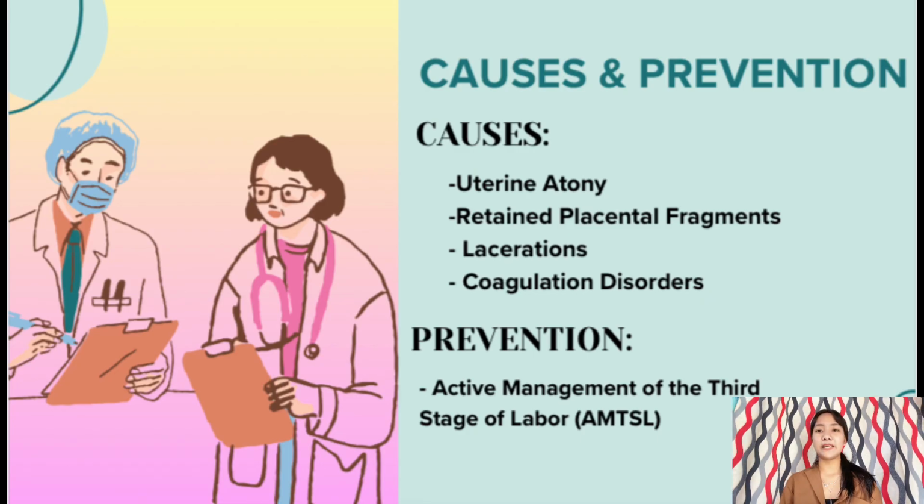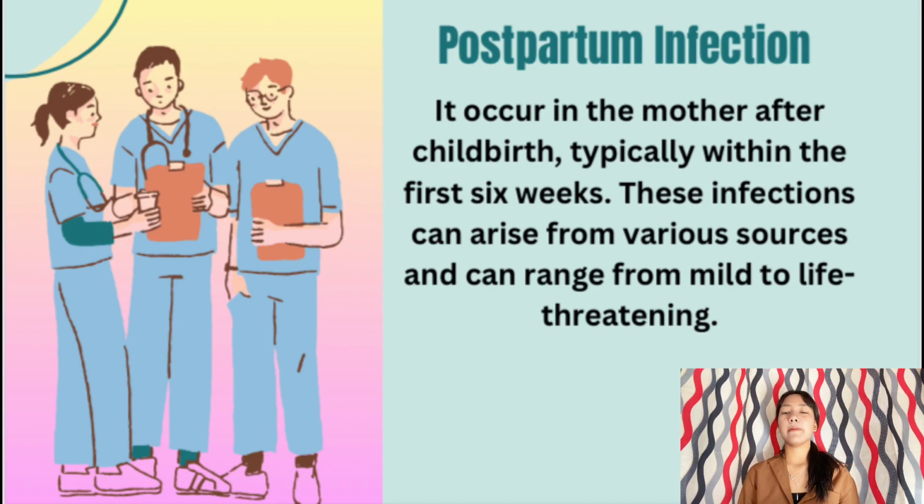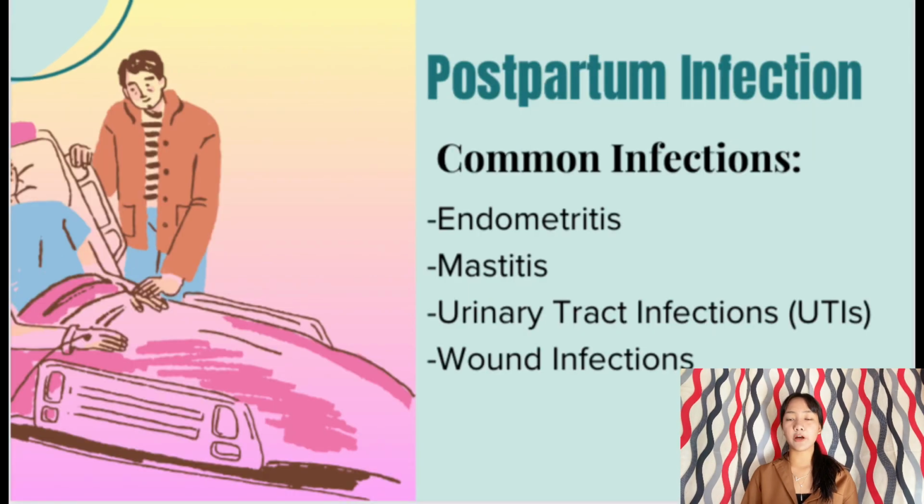The prevention of PPH, or postpartum hemorrhage, is active management of the third stage of labor, AMTSL. It involves the administration of uterotonics immediately after the delivery of the baby, which significantly reduces the risk of PPH. Postpartum infections. Postpartum infections, also known as puerperal infections, are bacterial infections that can occur within the first 6 weeks after childbirth. These infections can be localized to the uterus, or endometritis, or they may affect the urinary tract, perineum, or surgical wounds.